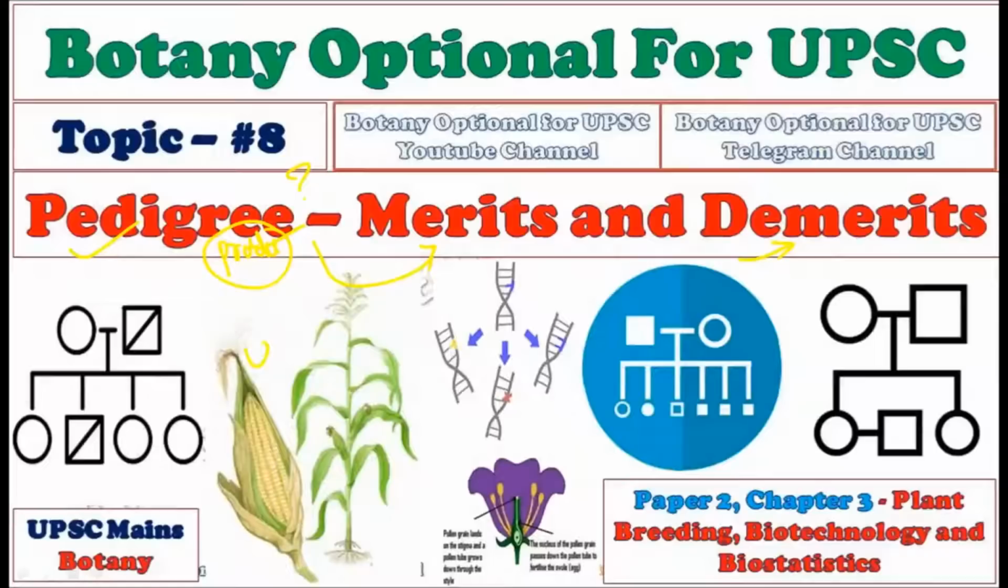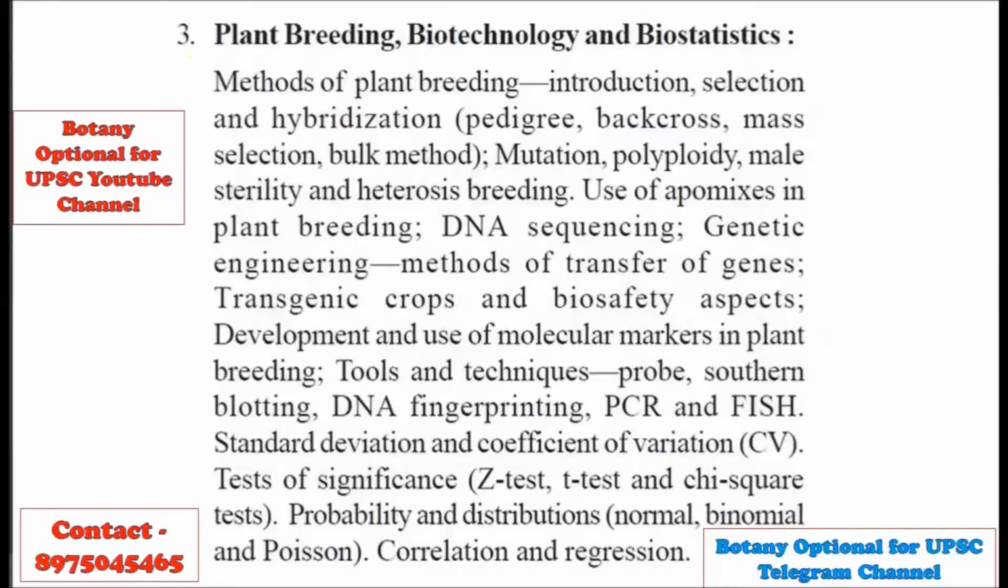Okay, so actually in the UPSC mains, this question is already there: what are the different merits and demerits of the pedigree selection method in relation to plant breeding? Okay, so you must carefully know 2 to 3 merits and 2 to 3 demerits of pedigree selection in the plant breeding program. All right, now consider this is your syllabus. We are dealing with paper number 2 and chapter number 3, that is plant breeding, biotechnology and biostatistics, and we are here at pedigree selection.